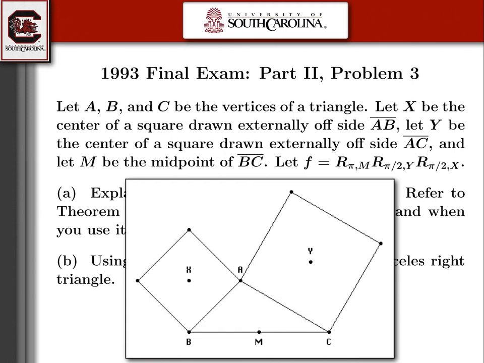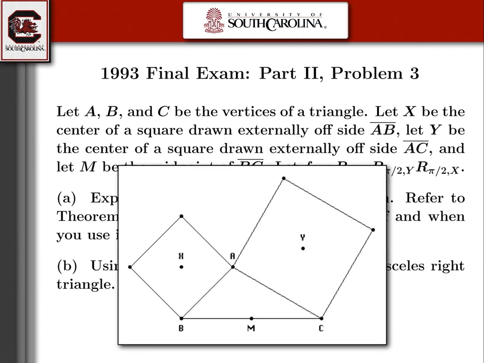X is the center of the square off side AB, and Y is the center of the square off side AC. And M is the midpoint of BC. And we're told that F is a rotation about X by pi halves, followed by a rotation about Y by pi halves, followed by a rotation about M by pi. Okay, so we're doing all those rotations.